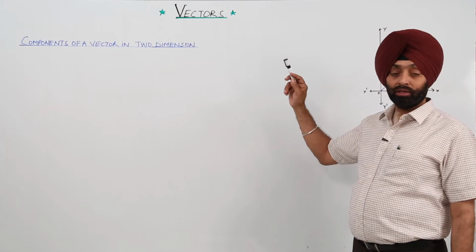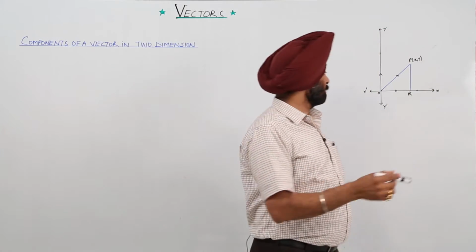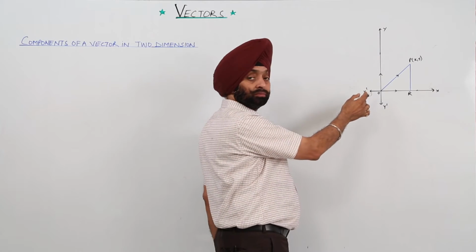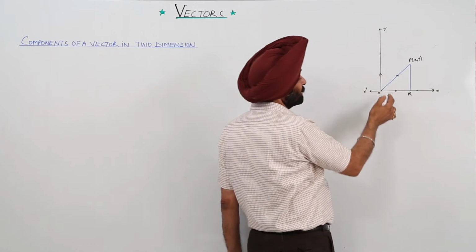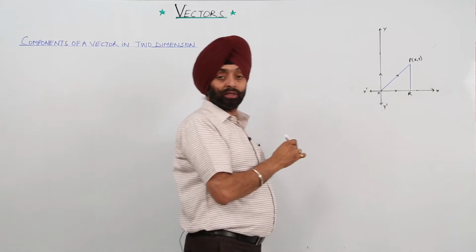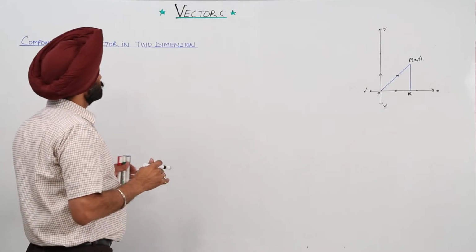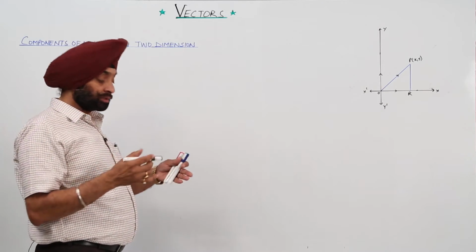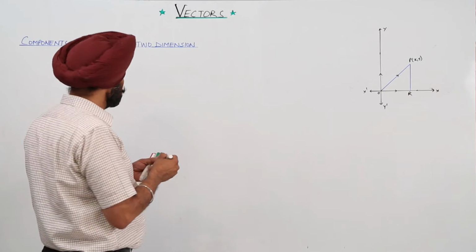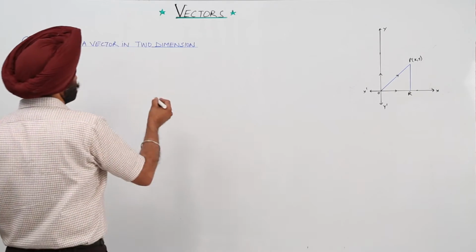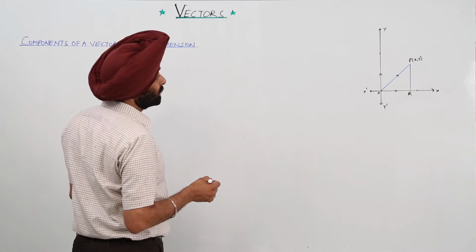Components of a vector in two dimensions. We have made a graph here for the first quadrant, that is, with the x axis and y axis. So now, basically, what are the components? This is what I am going to show you. Now there is a point P with the coordinates x and y.